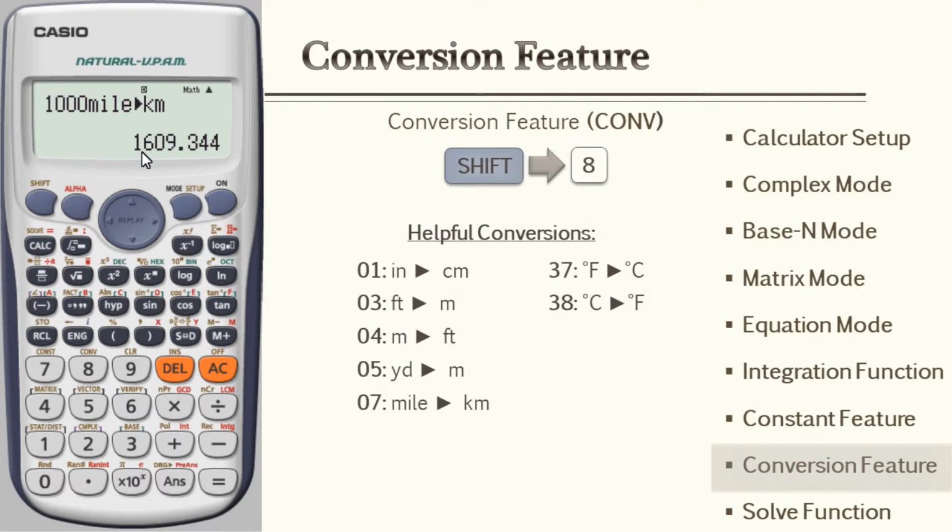The common ones I see are either in length, such as miles to kilometers or vice versa, or temperatures. Some practice problems have some of your temperatures in Fahrenheit or Celsius. If you wish to convert Fahrenheit into Celsius, same thing. Like if I want to take 98 degrees and convert it, we're going to say shift 8, option 37, and it converts my 98 degrees Fahrenheit to Celsius, and it gives me 36.66 repeating Celsius. So not all of your problems are going to have the same unit types. You might have to convert them.